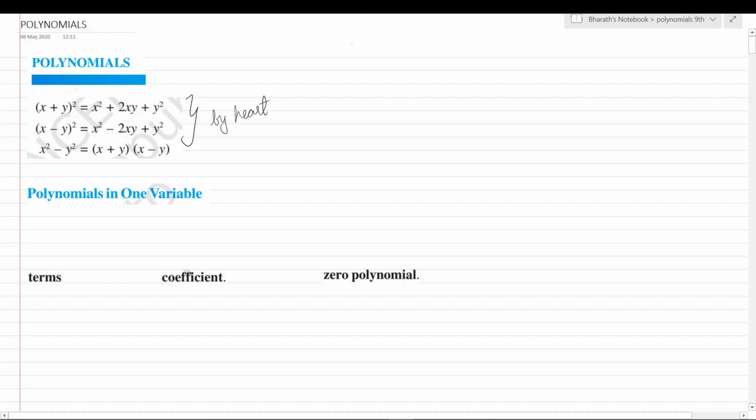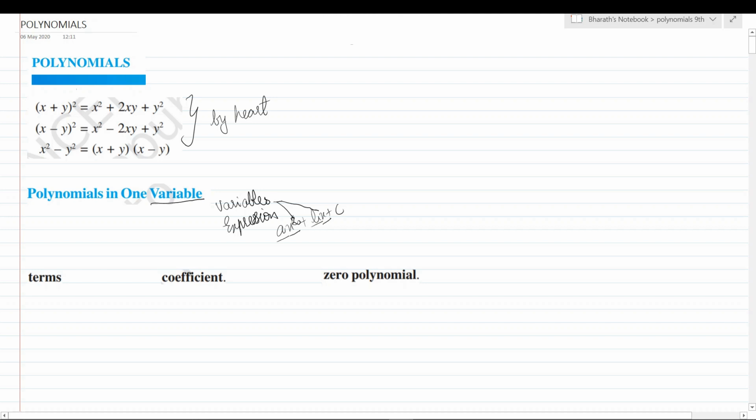So, polynomials in one variable. What does variable mean? Variable means any expression such as ax² + bx + c. This x² and x are known as variables, because we don't have a value for this x, so these are called variables, whereas values will be given for this a, b and c.